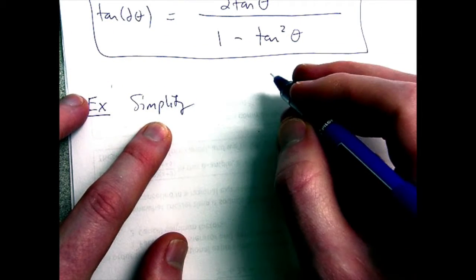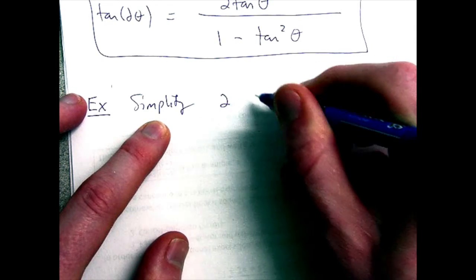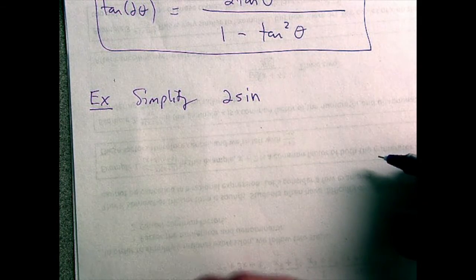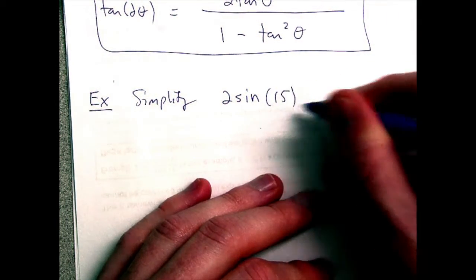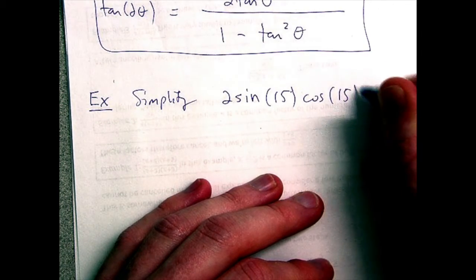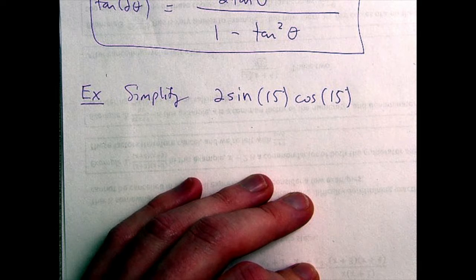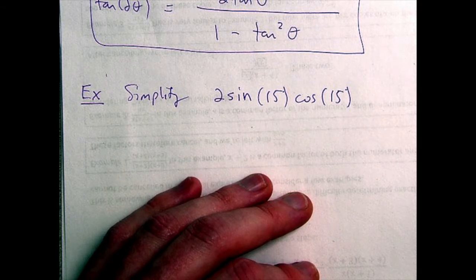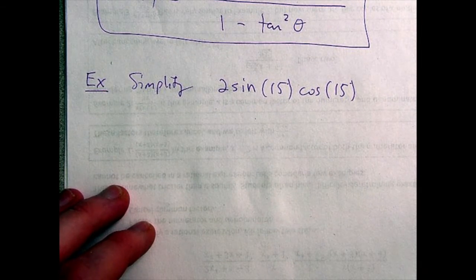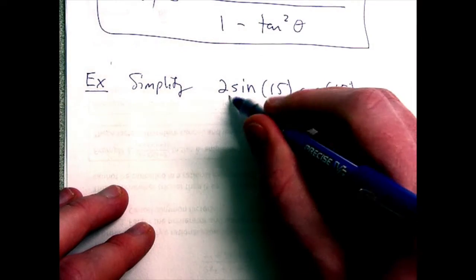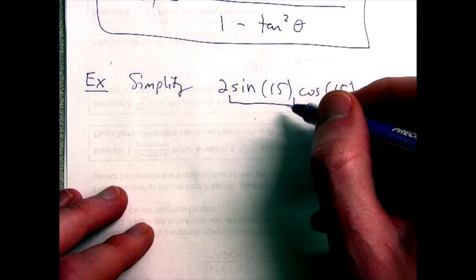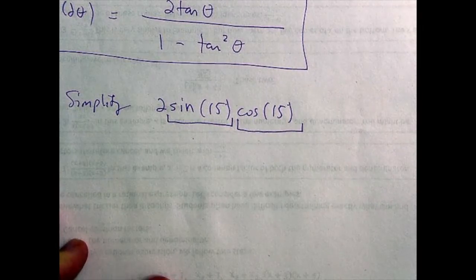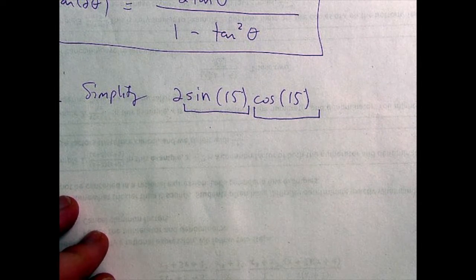Maybe something like 2 sine 15 degrees cosine 15 degrees. Okay, now you're looking at this, you're probably saying, well, 15 degrees, that's not an angle on the unit circle. Now, there is one way of doing this without using any of the new identities that we discovered today. You could say, oh, sine 15, I can rewrite 15 as 60 minus 45, and then use the sine difference formula, and then do the same thing here, but use the cosine angle difference formula. Yeah, you could do that. It'd take a lot longer.